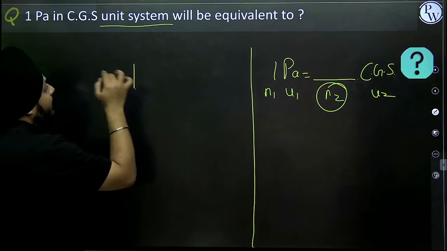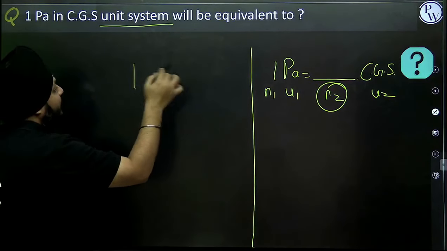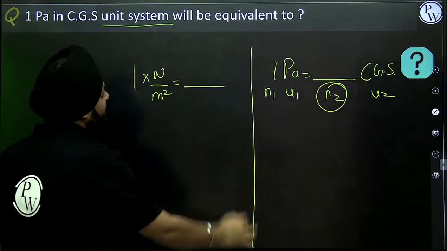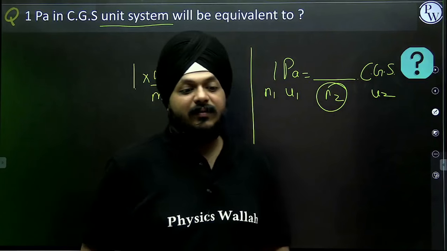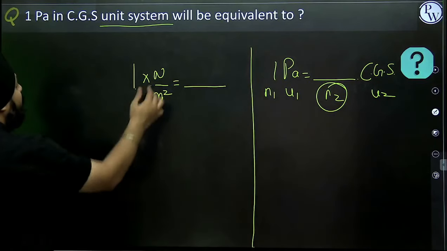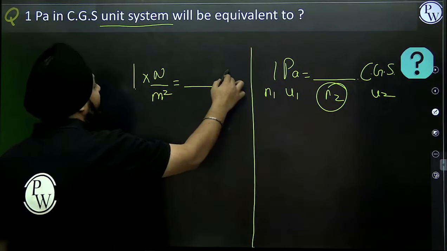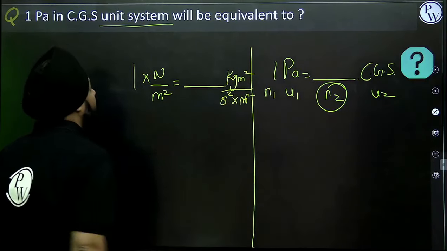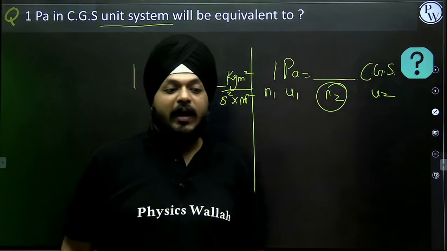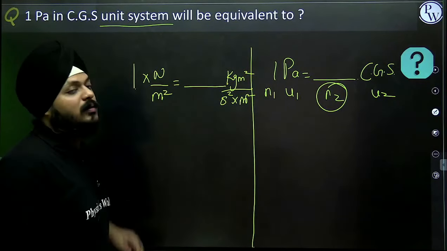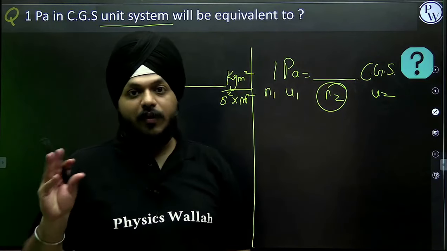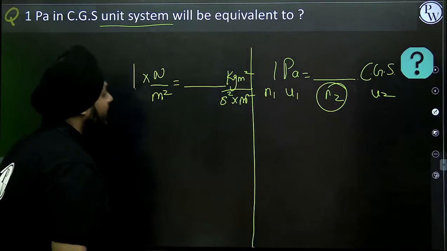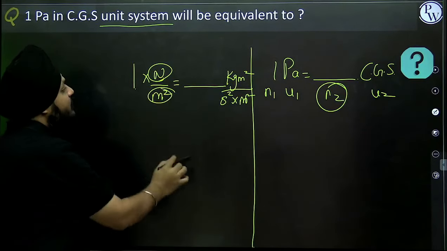Pascal, pressure is equal to force per unit area. 1 Newton per meter square is equal to dash CGS. Can I convert this Newton per meter square? So can I write it as kg meter per second square into meter square? Pascal is a unit of pressure. Pascal is Newton per meter square, that's force per unit area. These are the dimensions of force, and this is the dimensions of area.